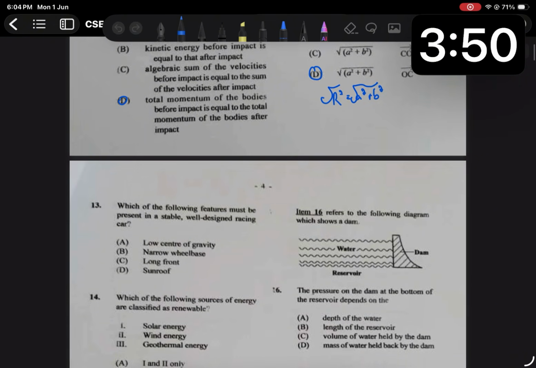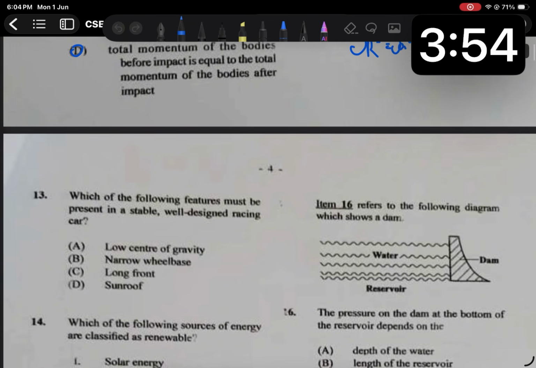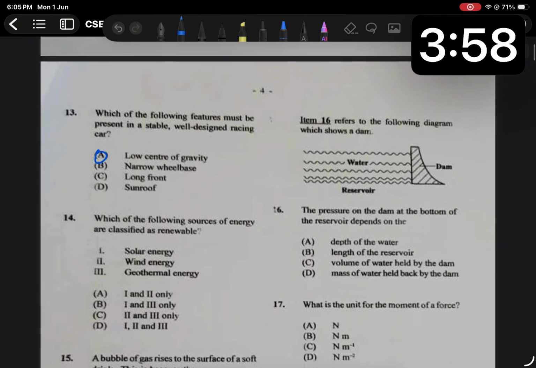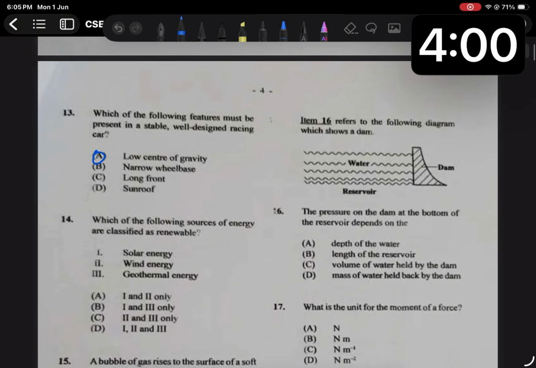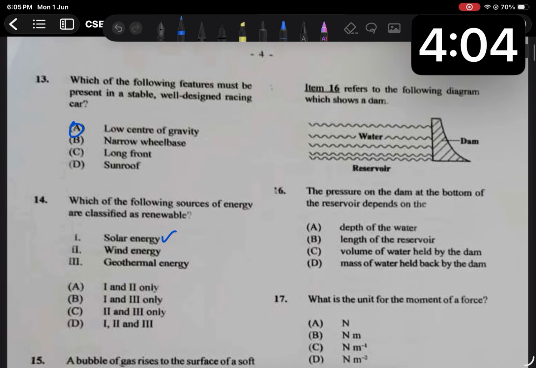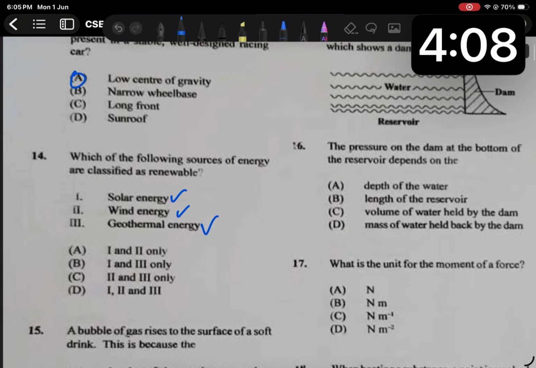Which of the following features must be present in a stable, well-designed racing car? A fast racing car needs a low center of gravity, so it doesn't topple over at the fast speed that it travels at. Which of the following sources of energy are classified as renewable? Solar energy is renewable, wind energy, yes, geothermal energy, heat from the Earth's core, they're all renewable.